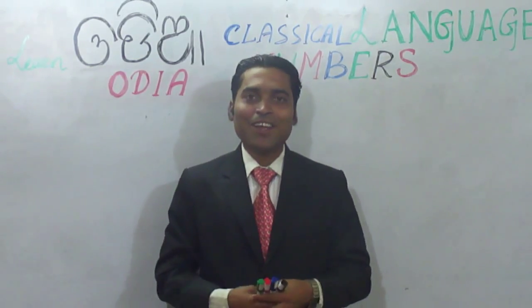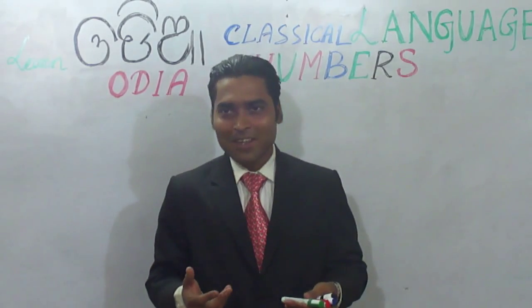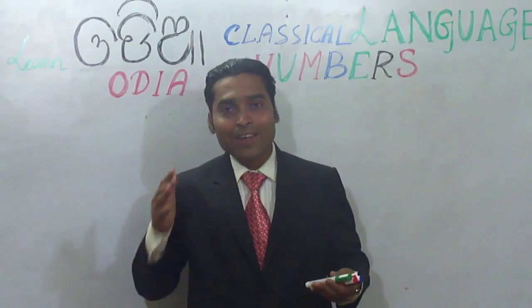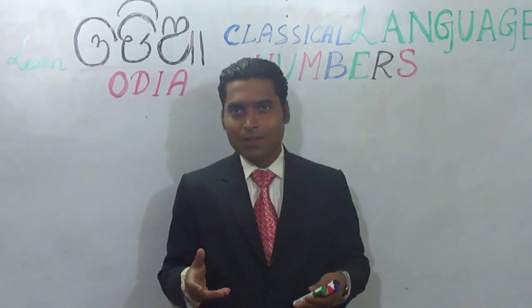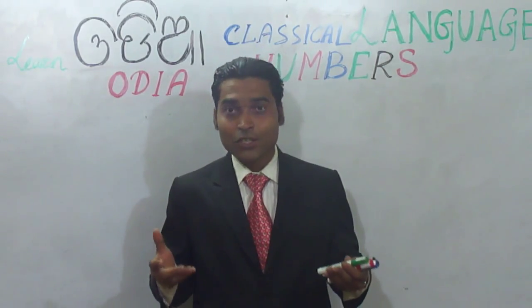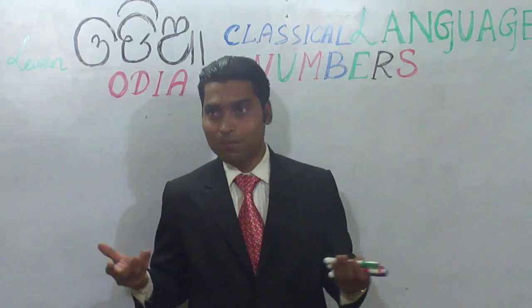Hi friends, today we'll discuss ODIA numbers. You see, like every language, in ODIA language you'll find numbers, like 1, 2, 3, 4, 5, 6, 7, 8, 9 and 0.